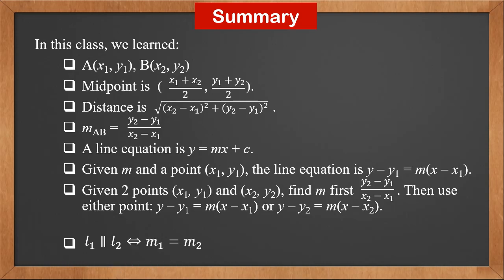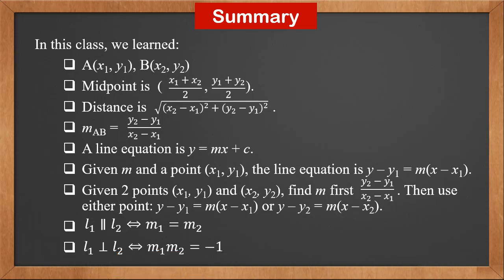If two lines are parallel, their gradients are equal. If two lines' gradients are equal, they are parallel. If two lines are perpendicular, their gradients are multiplied to minus 1. If two lines' gradients are multiplied to minus 1, they are perpendicular.